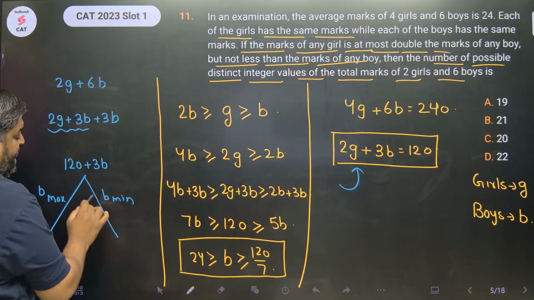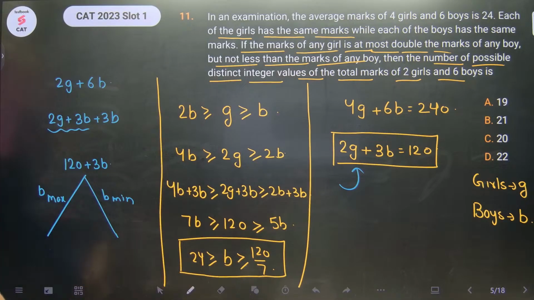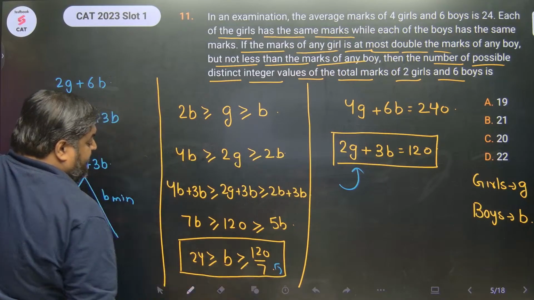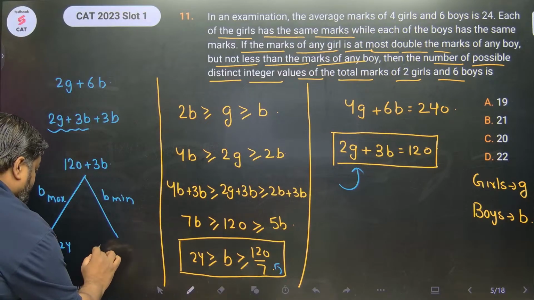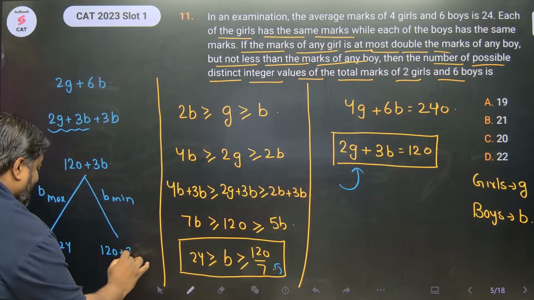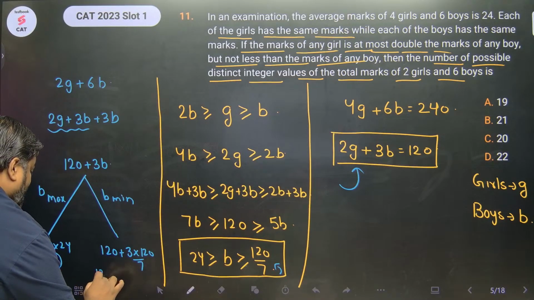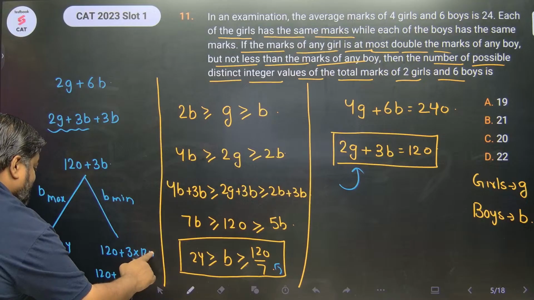And what is the maximum value of b? 24. So the maximum marks would be 120 plus 3 into 24. 192 would be the maximum marks, maximum possible marks. Minimum possible marks, b minimum रखना होगा, and b minimum is 120 by 7. So 120 plus 3 into 120 by 7. 120 plus 360 by 7.